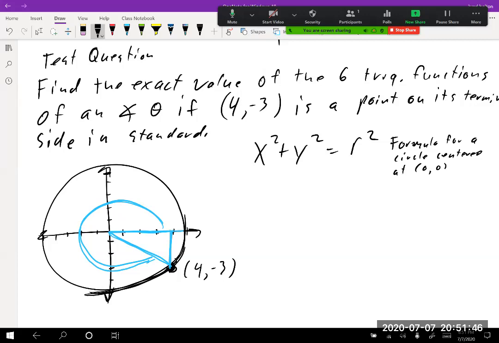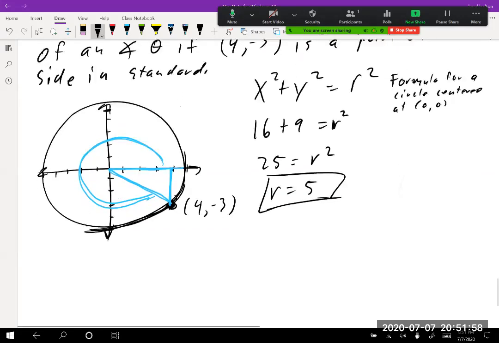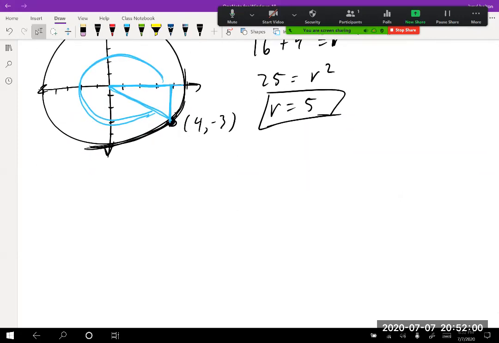So we know that x is worth 4, so 16 plus 9 is equal to r squared. So then we have 25 is equal to r squared. So then we know r is equal to 5. So we needed this, so we're good. So now, if I want to find my 6 trig functions, all I have to do is do sine of theta, cosine of theta, tangent of theta. Let's see here, cosecant of theta, secant of theta, and cotangent of theta.